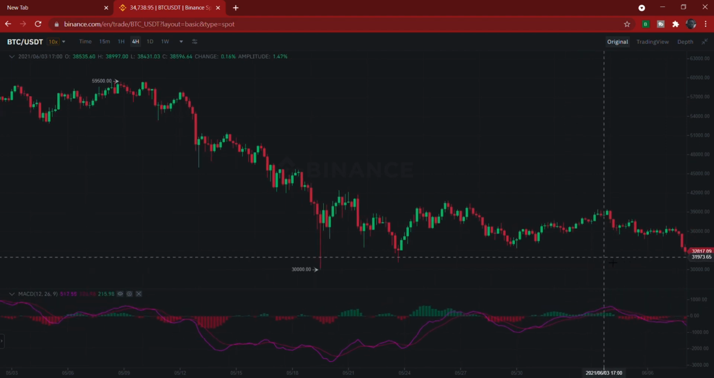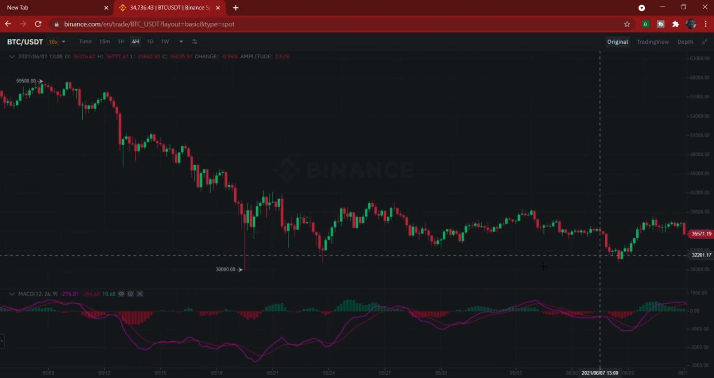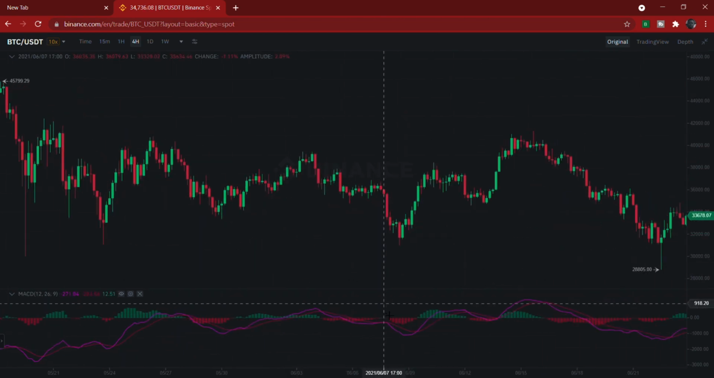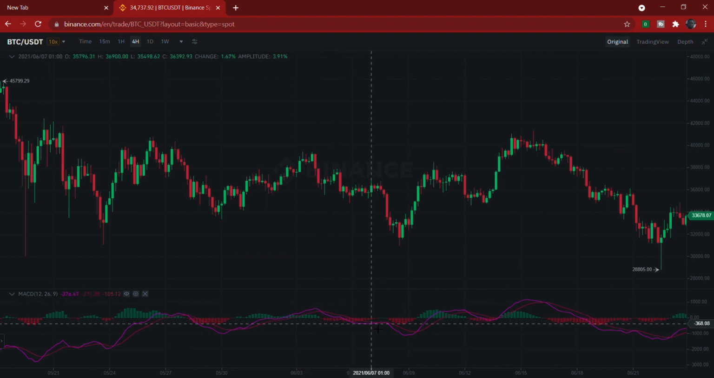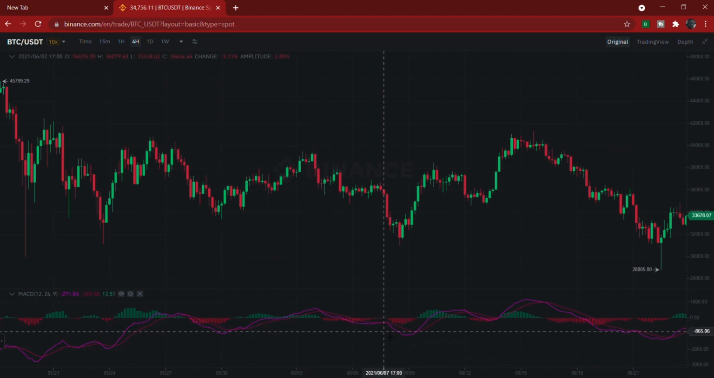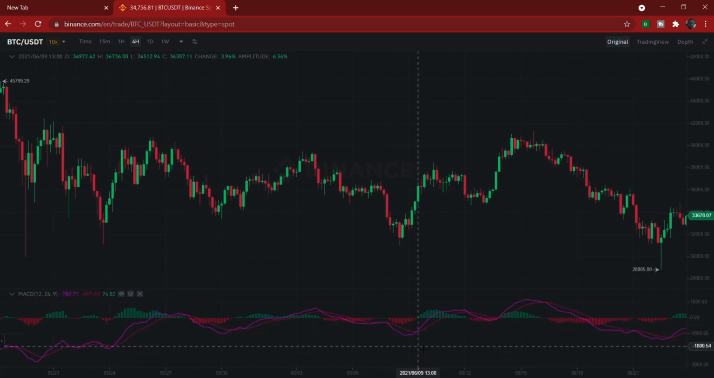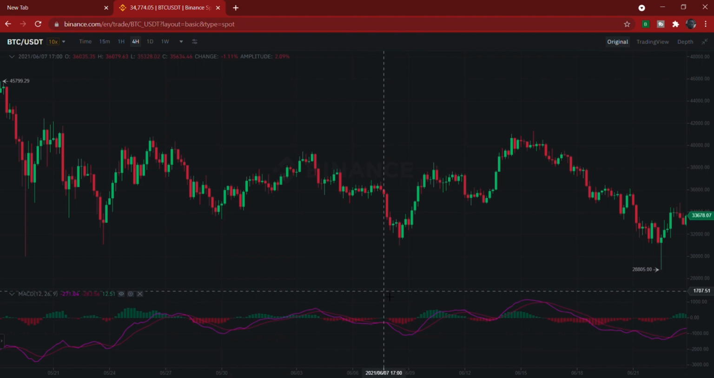If you continue to check here, at this point it crossed again, it moved to red. At this point it crossed here in the middle, just a little, crossed to green and then to red again. Then at this point it crossed and changed to green.